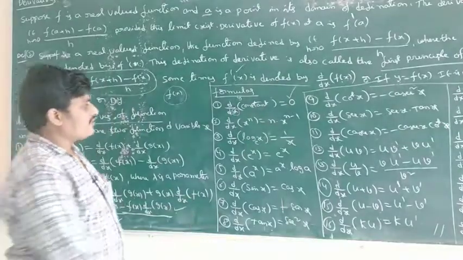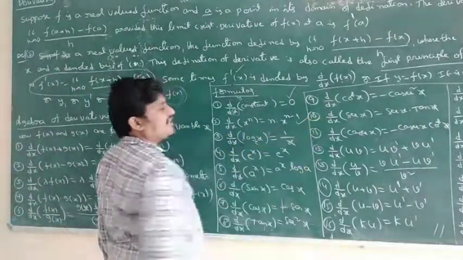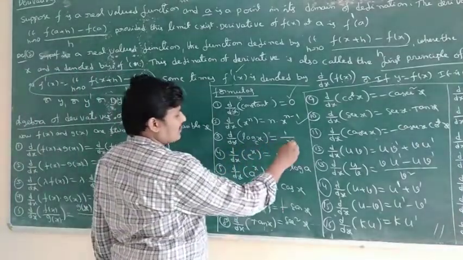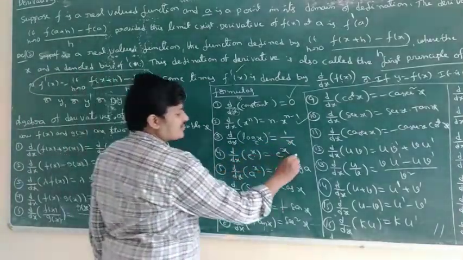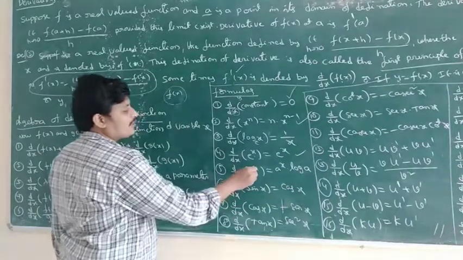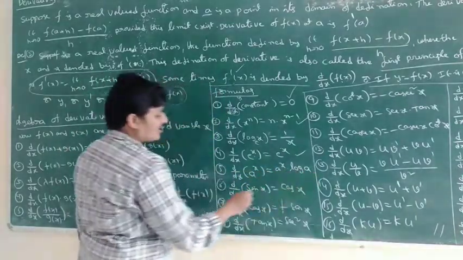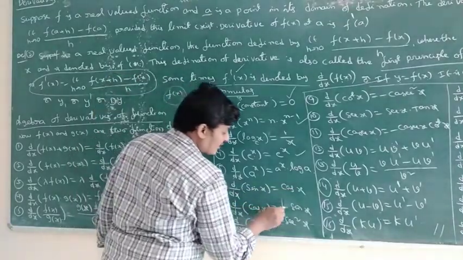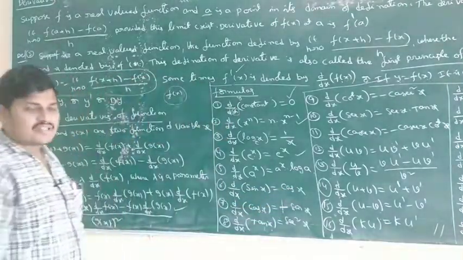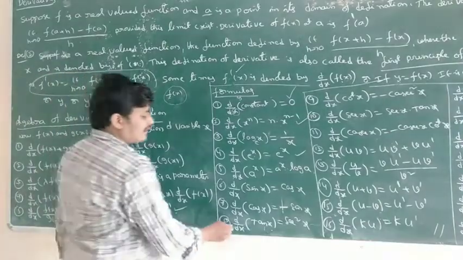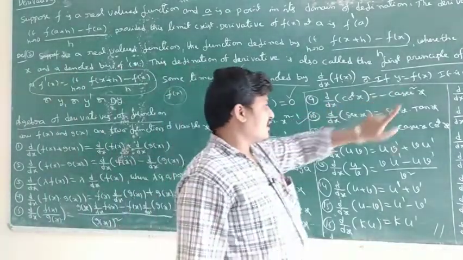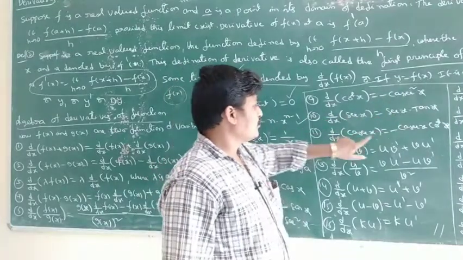Next, the derivative of x power n is n into x power n minus 1. The derivative of log x is 1 by x. The derivative of e power x is e power x, and the derivative of a power x is a power x into log a. The derivative of sin x is cos x, the derivative of cos x is minus sin x. The derivative of tan x is secant square x, cot x is minus cosecant square x, then secant x and cosecant x.